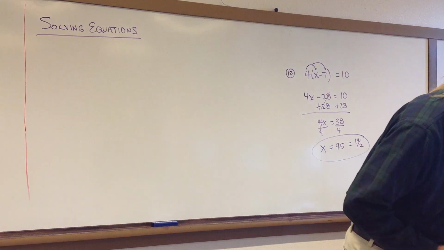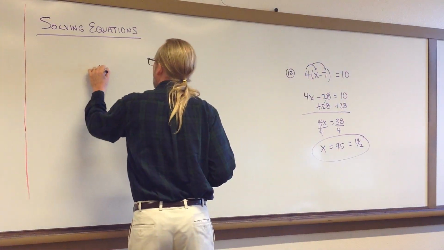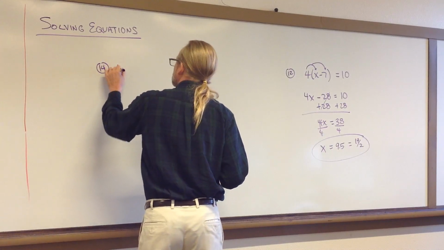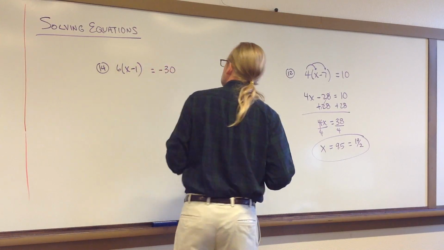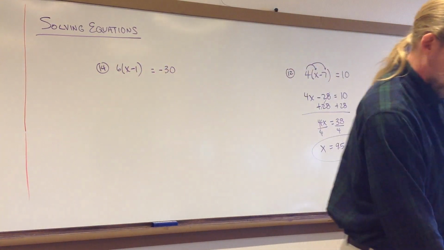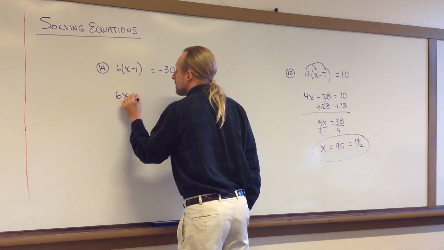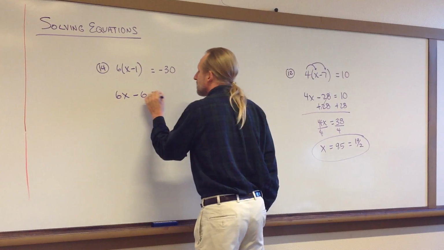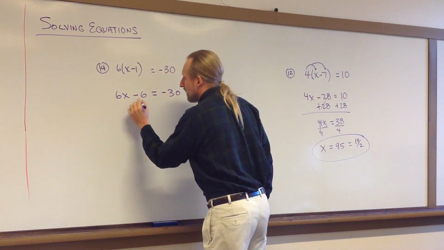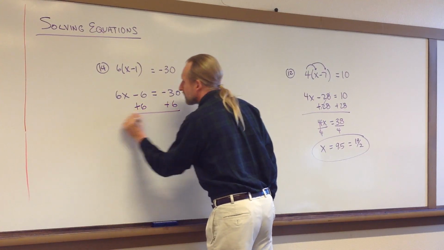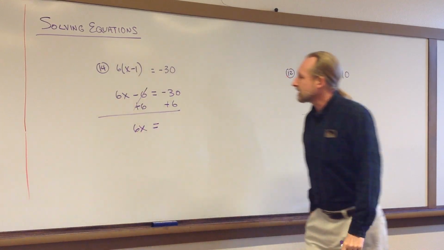Okay. Problem 14. Let's see, 6 times x minus 1 is negative 30. So same process here. We just want to distribute this 6 into the parentheses, so we get 6x minus 6 equal to negative 30. Then we want to get rid of this 6, cancel it out by adding 6 to both sides. So now we have a 6x on one side.